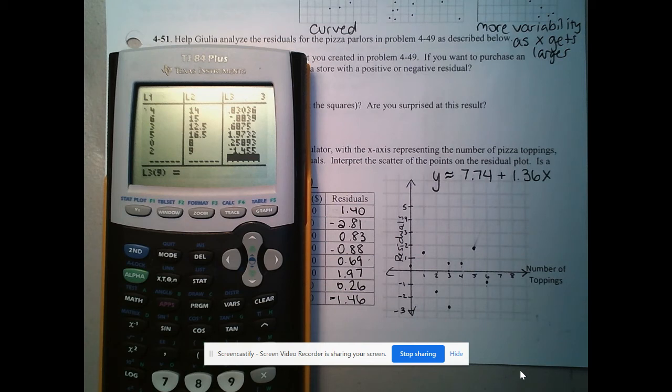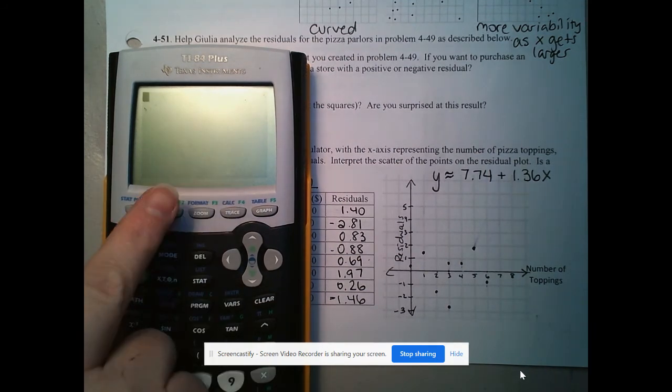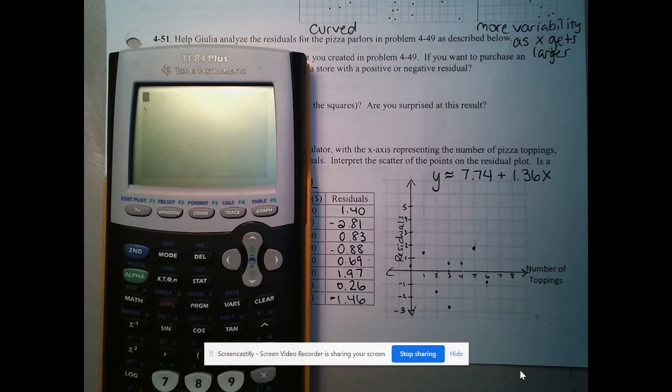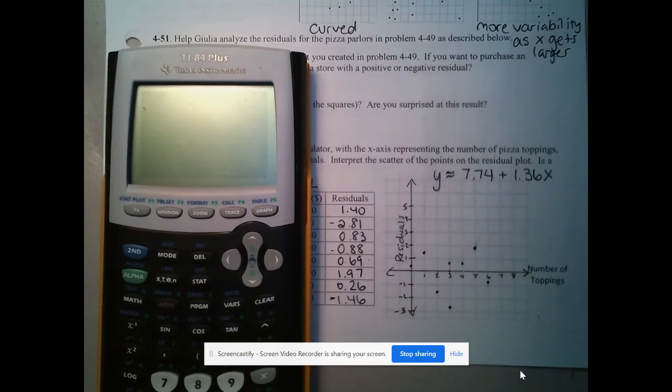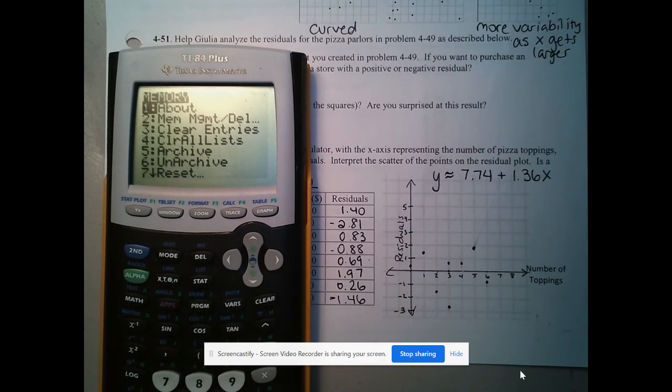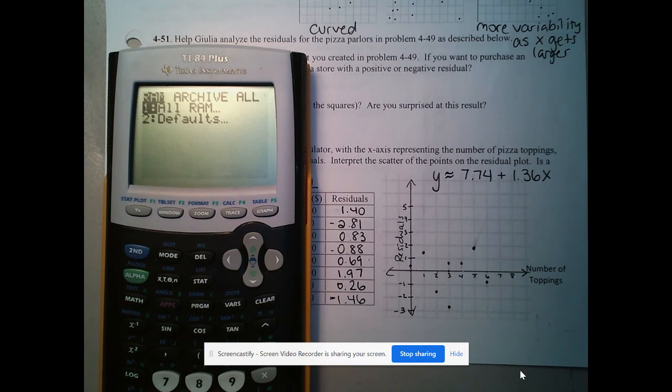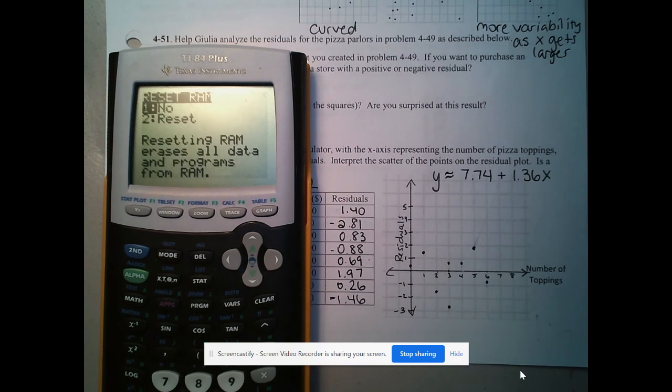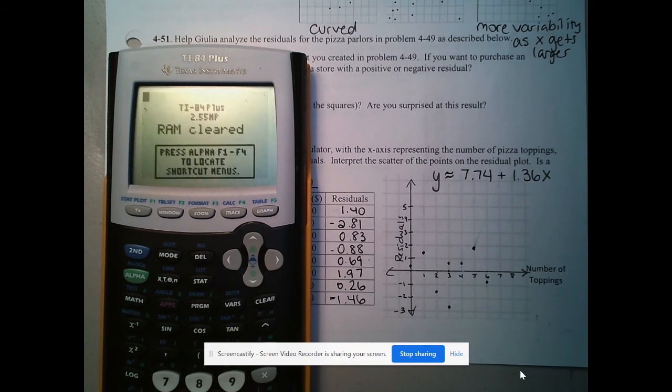If we are going to clear our data here, we want to remember we can press clear, we can press second quit. You want to get back to a blank screen. Second memory. And we want to go down to number 7 because we're going to reset. We can press 7 or we can go down to 7, enter, and we want to reset all of the RAM, which is number 1. And we want to say yes, we want to reset that data. And when we hit enter, the calculator is going to say that it's cleared, second quit.